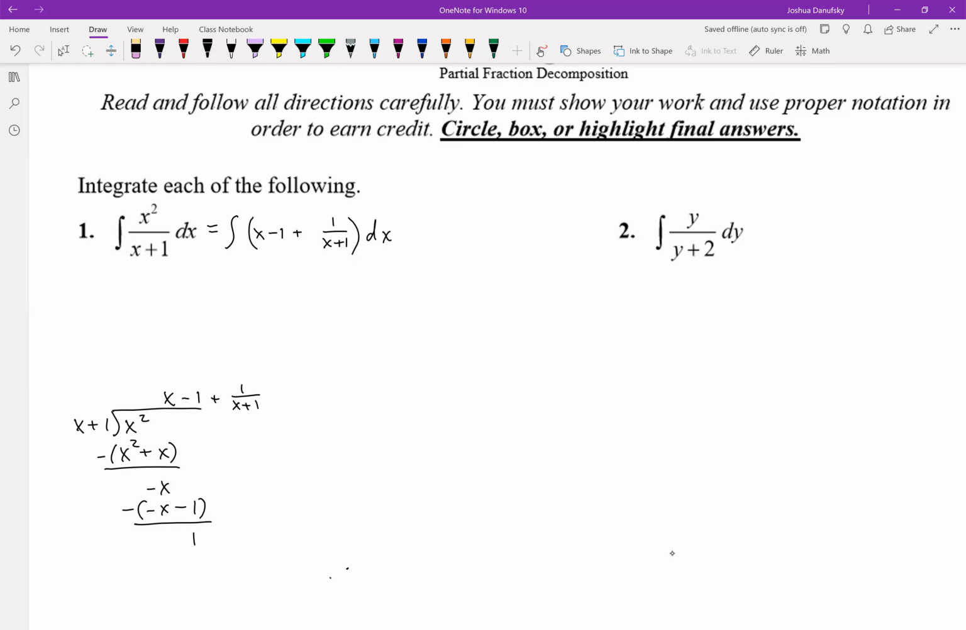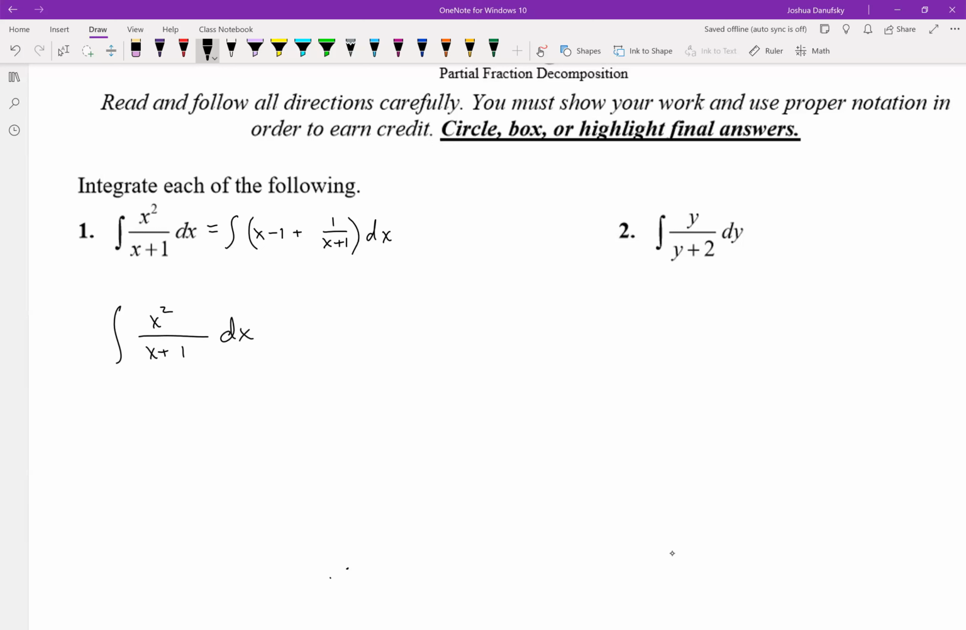Now, before we integrate this, there's another way we could have done this that was maybe a little more efficient. And that is taking our numerator, x squared, and noticing that we can subtract 1 and add 1 to it. Then we can split up the integrand into two separate rational expressions, x squared minus 1 over x plus 1, plus 1 over x plus 1, like that.